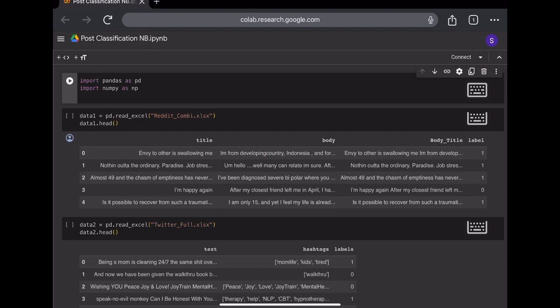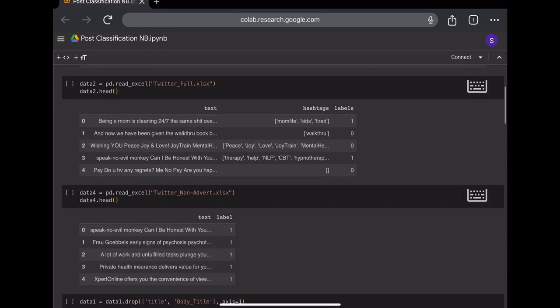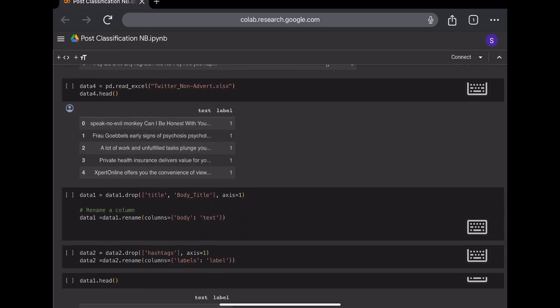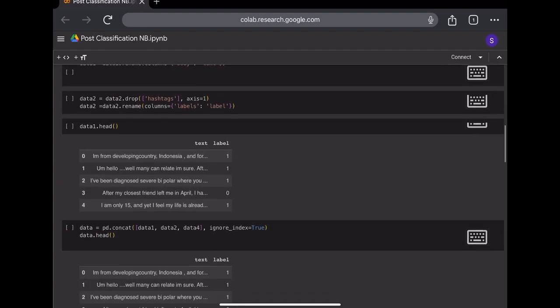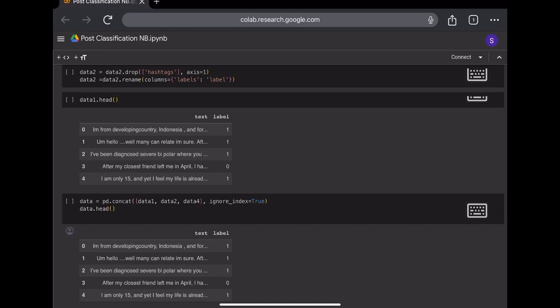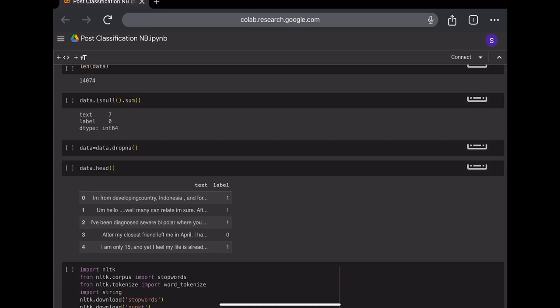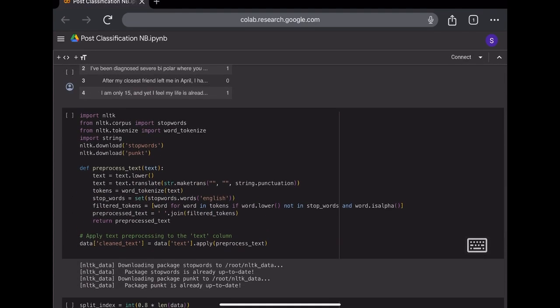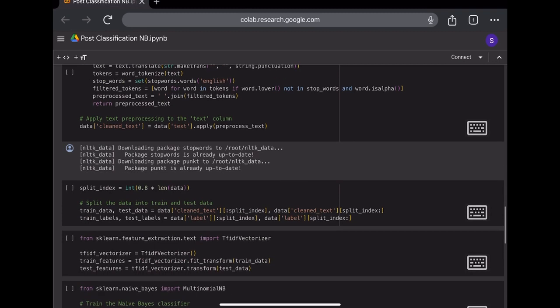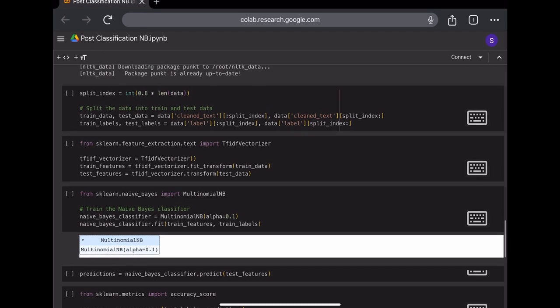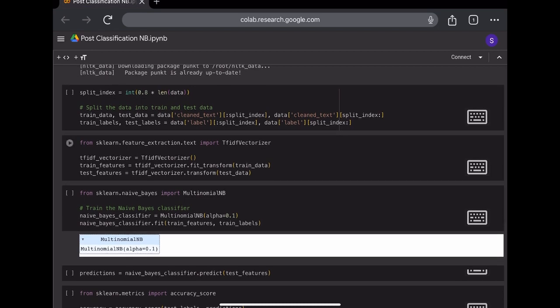Firstly, similar to the previous one, we have three data sets. One is the Reddit combo data set, the Twitter full data set, and the Twitter non-advert data set. We are taking the text, dropping the null values, and combining all three data sets into a pandas data frame. And from this, we are checking for null values and dropping them. And finally, we are cleaning the text and then splitting the data into the train data and the test data. And after that, we are using TfidfVectorizer to vectorize the data.